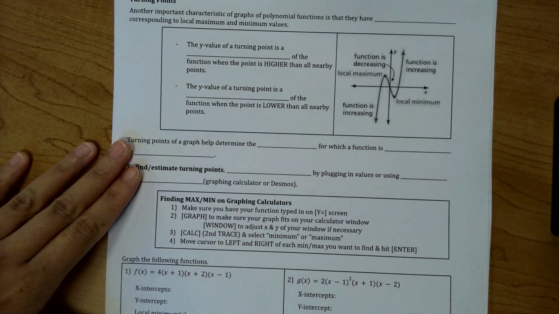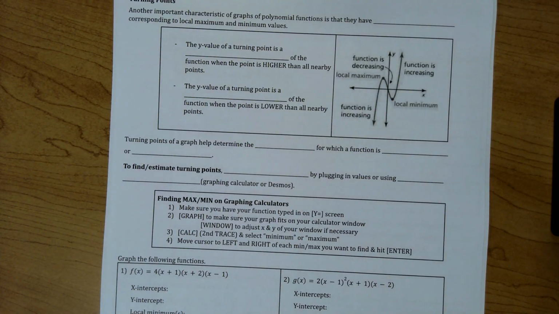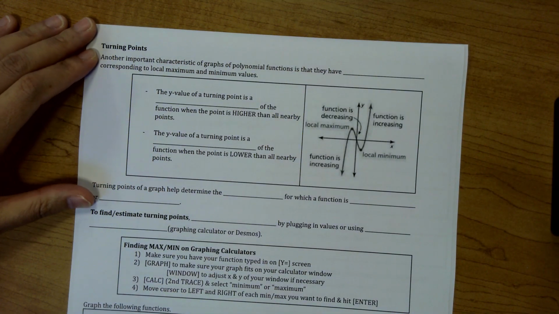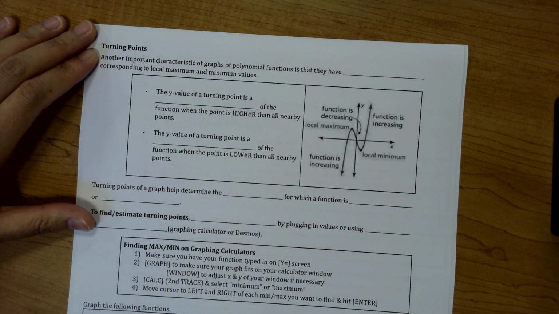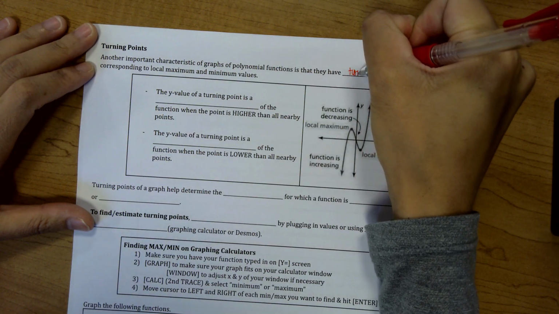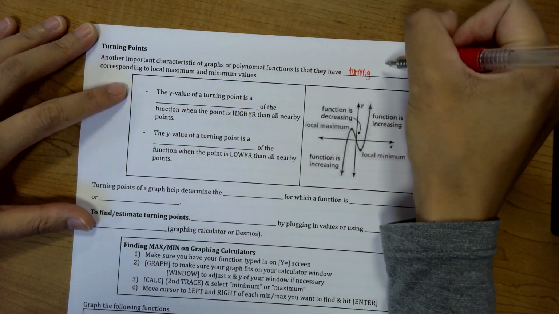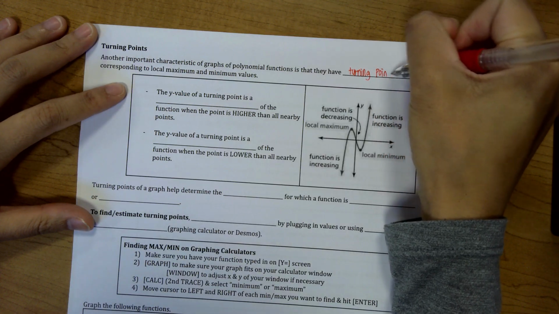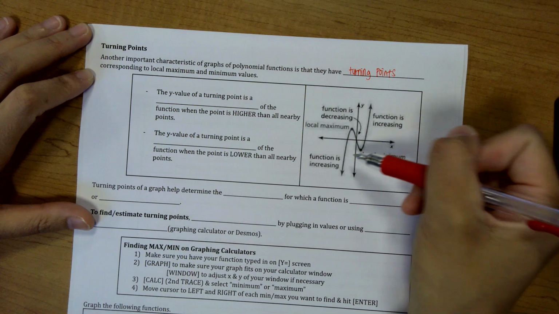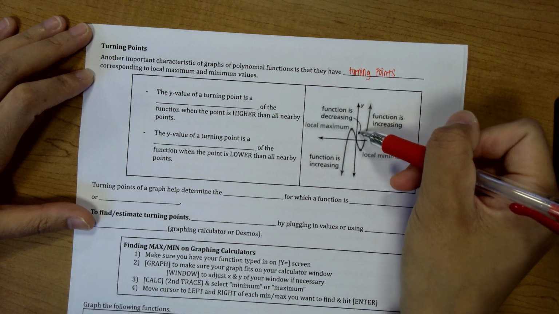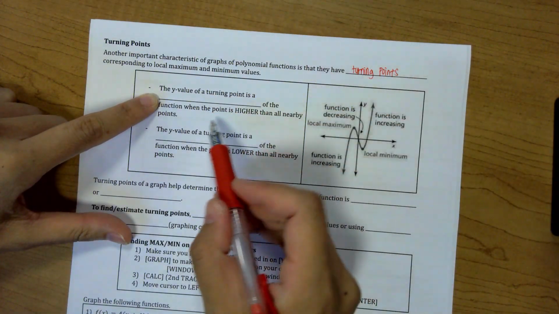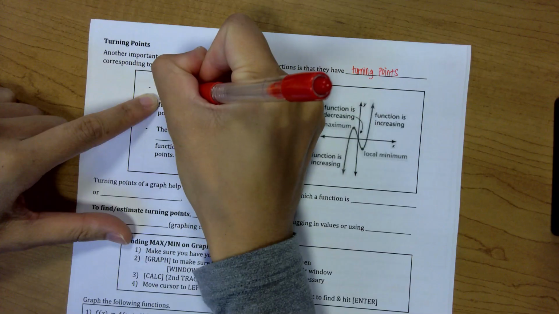So let's talk turning points. Once again, something that's really important for calculus. Another important characteristic of graphs of polynomial functions is they have turning points corresponding to local maximum and minimum values. Okay. The y value of a turning point. Now, turning point is when you change from a positive to a negative slope. is called a local maximum if that point is higher than all the other points in the area.